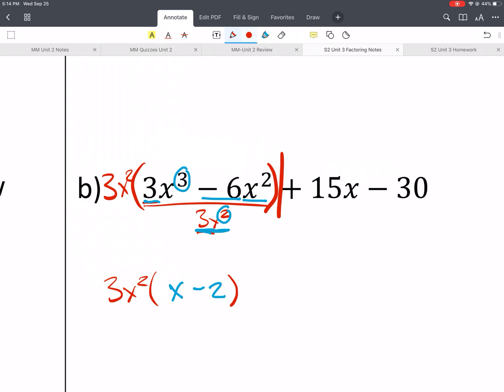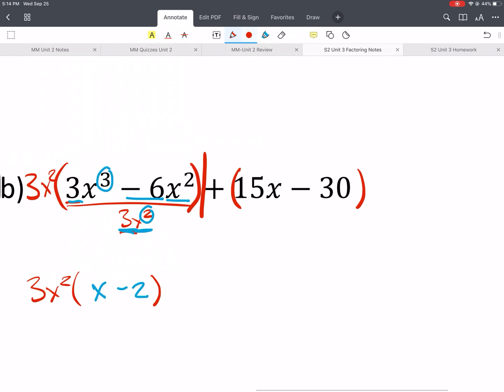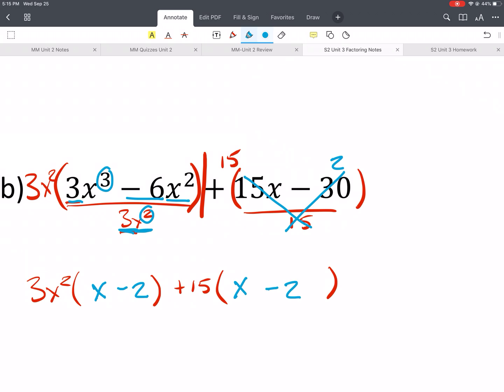All right, and then here we're going to do the right side. So the greatest common factor for that would be 15. So we'd divide it by 15 as well. So we'd have positive 15, and then inside the parenthesis, 15 divided by 15 is 1, so we just have x. And then 30 divided by 15 is going to leave us with 2, so we'd have negative 2.